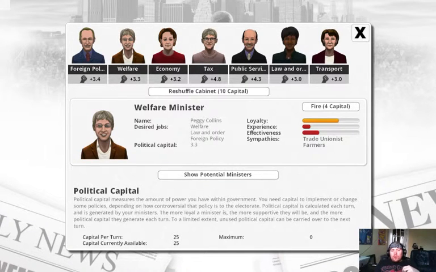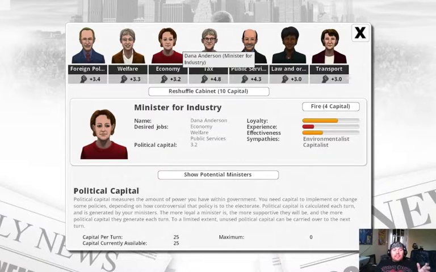Peggy Collins is our welfare minister, so very loyal again, but again inexperienced, so on effectiveness. Sympathies go towards trade unionists and farmers. Again, good, because trade unionists tend not to like me, so that's great. On the economy, we have Dana Anderson. She is the Minister for Industry, very loyal, again experienced. So effectiveness, quite good though. And again, sympathies towards capitalists, which we like.